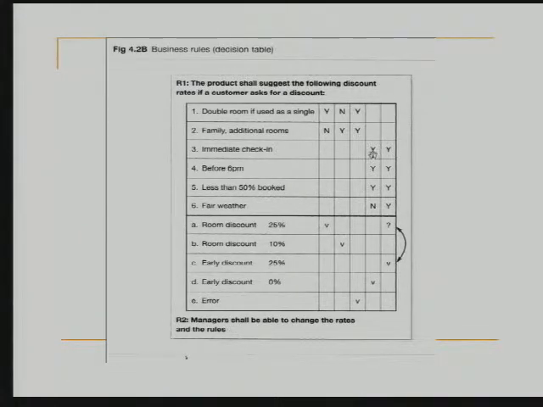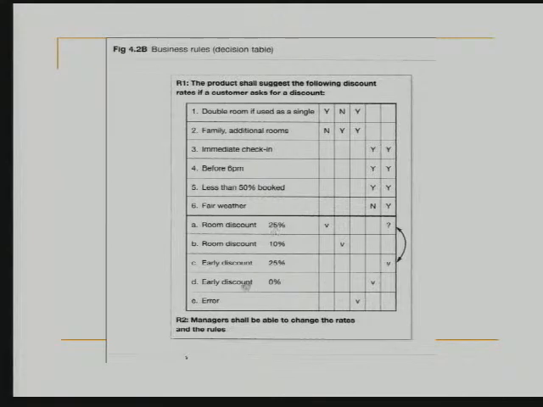And if I've got immediate check-in, it's before 6 p.m., the hotel is less than 50% booked, and it's not fair weather, it's bad weather, no discount. Immediate check-in, before 6 p.m., less than 50% booked, fair weather, 25% discount. I have the little question mark up here because this 25%, that 25%, maybe we catch ourselves and say, hey, are these the same thing? I put a question mark there.